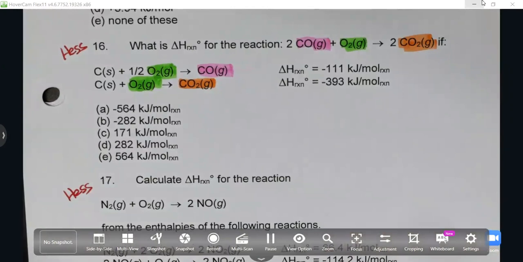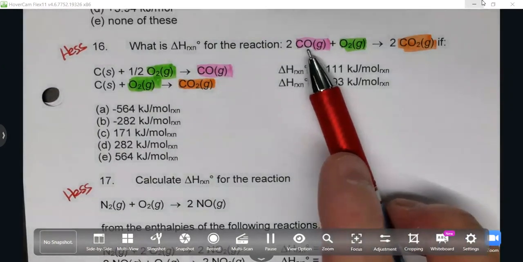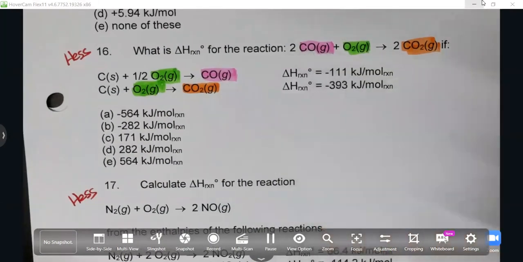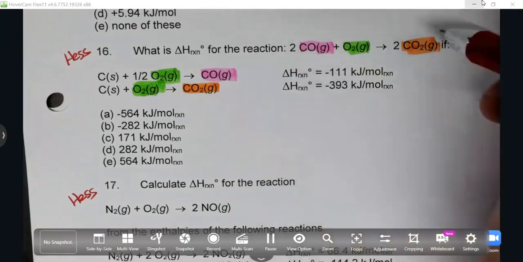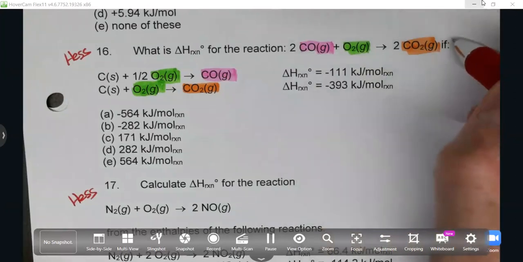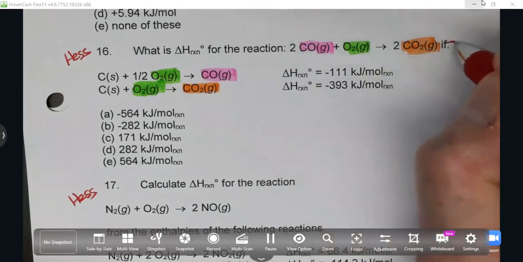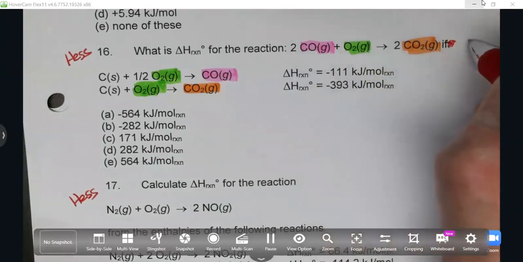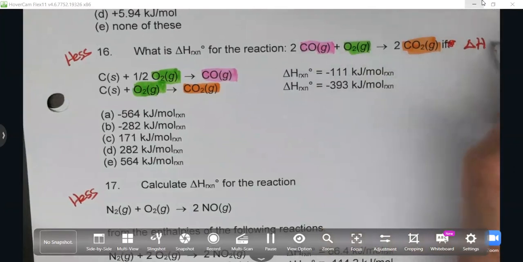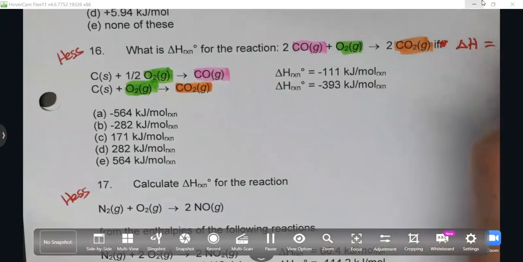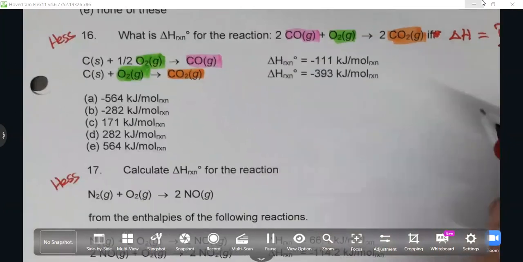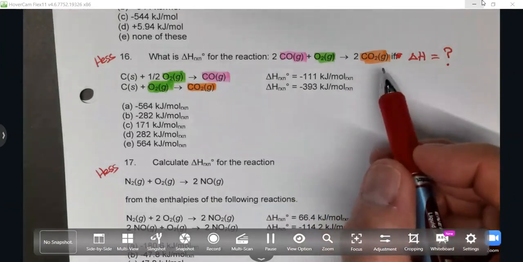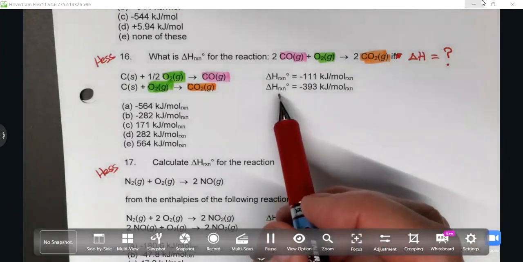And if we take what we have highlighted in pink, I would have it like this on the test, and it'll look something like this: delta H equals question mark for this one, because this is what we're looking for, right? And then I'm giving you two or three equations like this.